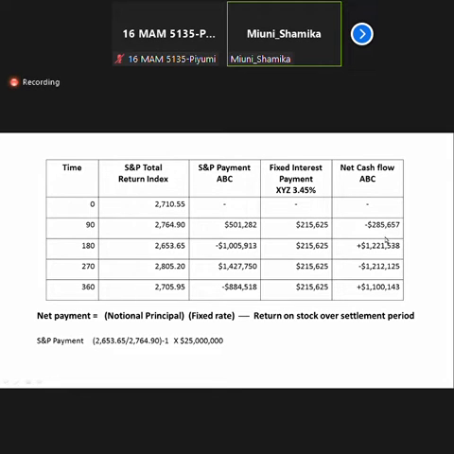So this was the calculations that we did. Based on each party's payment, we will calculate the net cash flow. You can see here, ABC should pay to XYZ, and here XYZ should pay to ABC. So we have calculated the net cash flow of ABC. Therefore, ABC should pay, ABC will receive, ABC should pay, and ABC will receive. Right? So the basis of calculating the S&P payment is the rate of return of the stock index.